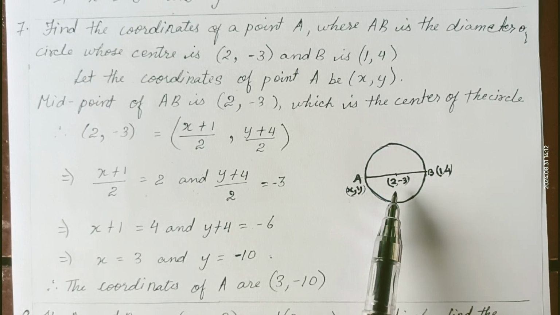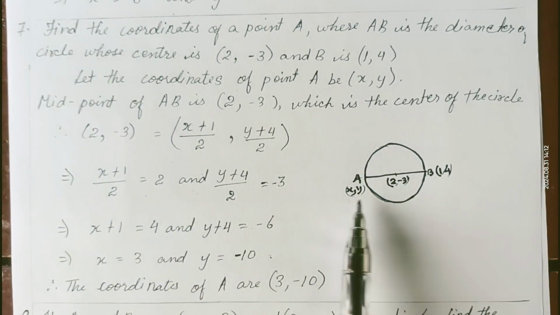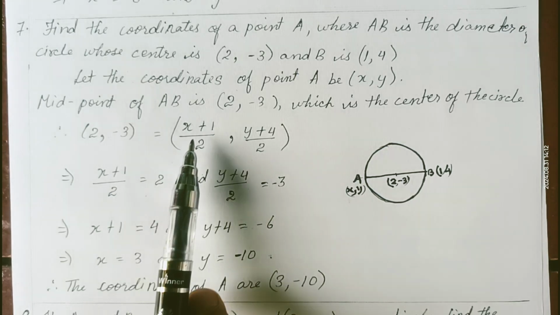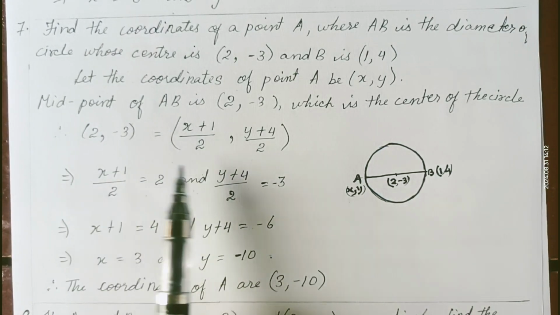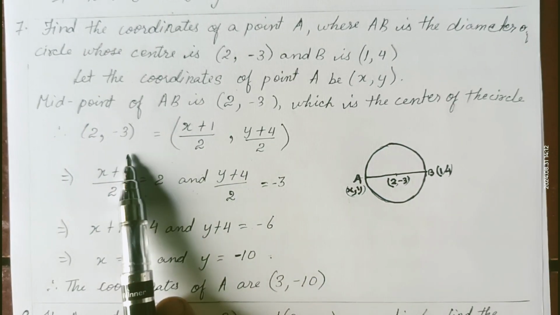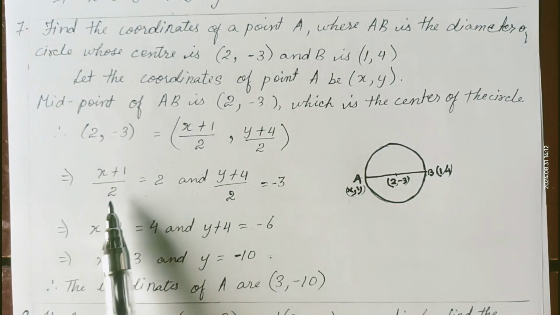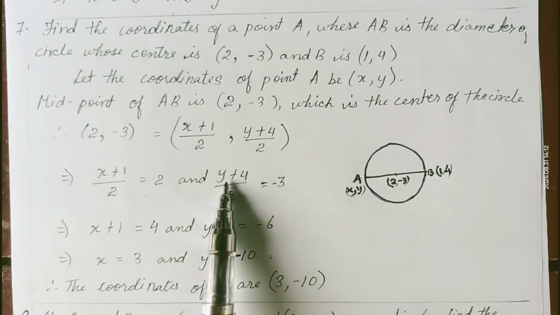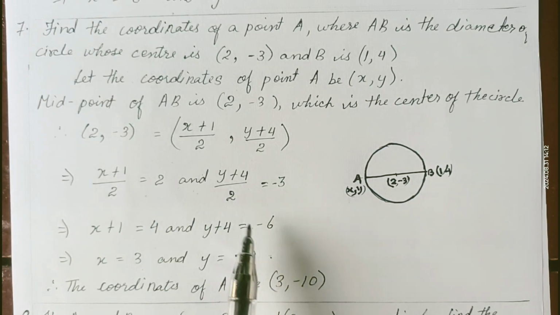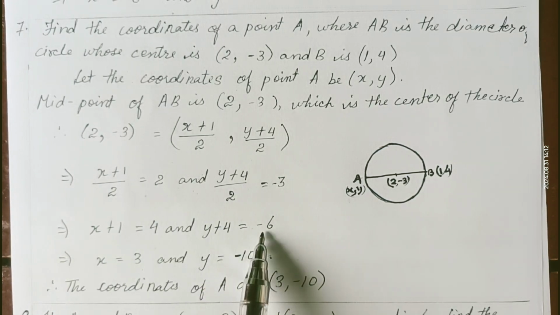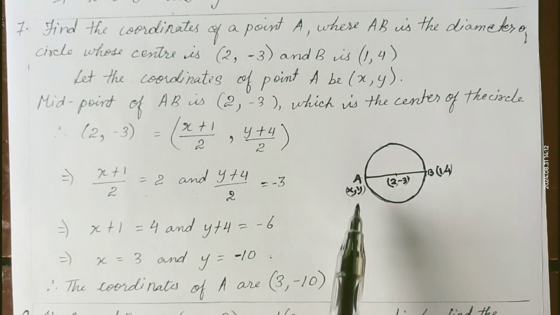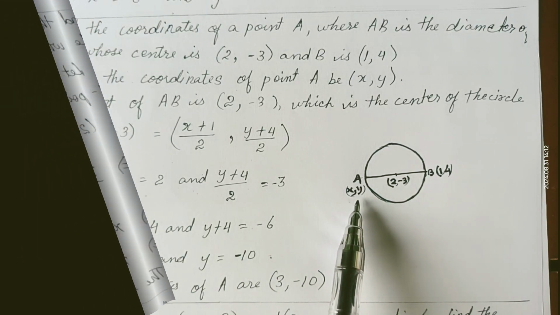So by the midpoint formula, (2, -3) will be ((x plus 1) divided by 2, (y plus 4) divided by 2). So (x plus 1) by 2 equals 2 and (y plus 4) by 2 equals -3. So x plus 1 equals 4, so x equals 4 minus 1, which is 3. Again, y plus 4 equals -3 into 2, which is -6. So y equals -6 minus 4, that will give -10. Therefore, the coordinate of point A will be (3, -10).